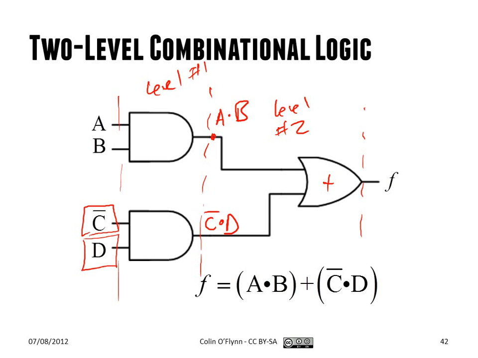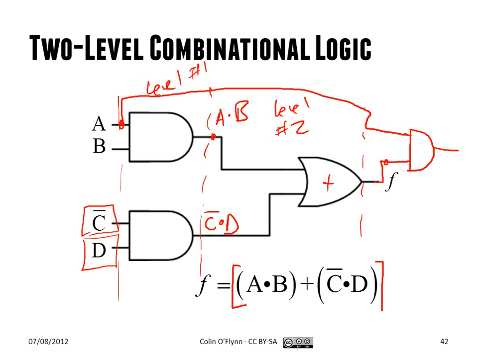So that's two-level combinational logic. For example, we could have three-level combinational logic if you had something like that, and then A goes here. So this would now be three-level combinational logic because we now generate another intermediate value, and then we're doing something else. So what I've shown here would then be like this, and A.